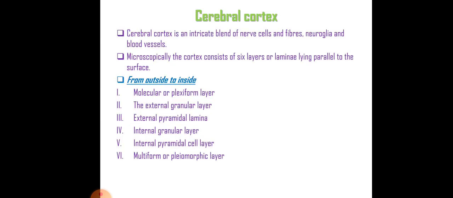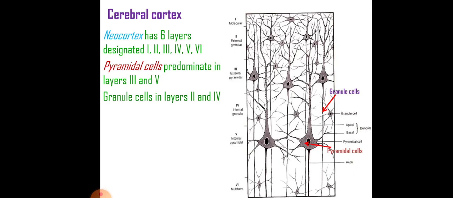Then the microscopic structure of the cerebral cortex includes 6 layers, or the structures with the different cells are arranged in 6 layers or laminae. These are, from outside to inside, the outermost layer is the molecular or plexiform layer. Then we have the external granular layer. Inside that we have the external pyramidal layer, then the internal granular layer, the internal pyramidal layer, and the innermost is the multiform or pleomorphic layer. So these are the cells and all the 6 layers of the cerebral cortex.